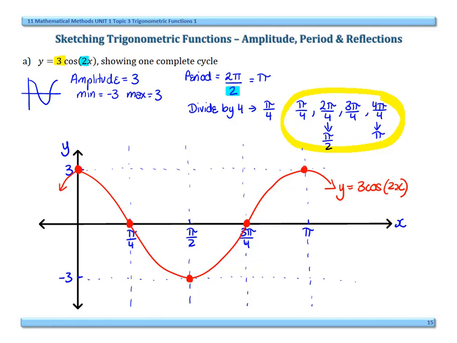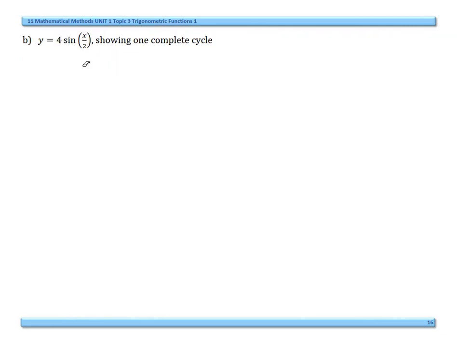So you'll see the key part of drawing this is to divide the period by 4. If you go back to your basic graph, you can see those key points that I have as dots on my curve. Now I have y equals 4 sine of x on 2. What does my basic sine curve look like? It starts at 0, 0, up and down.